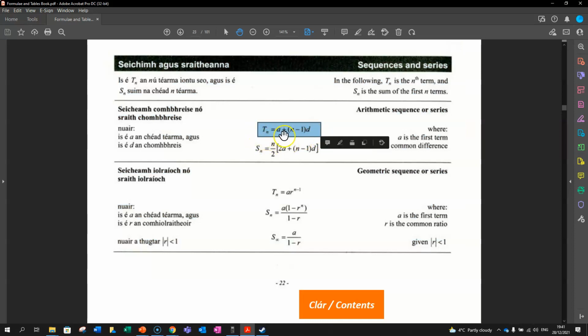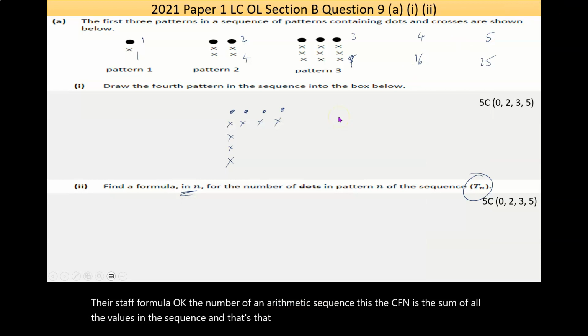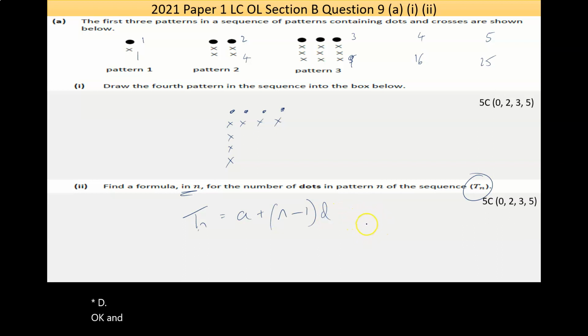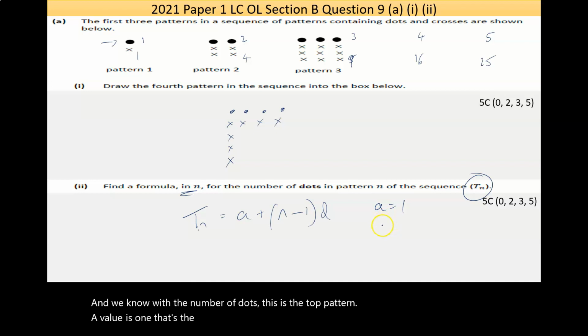The nth term of an arithmetic sequence. Now, S of n is the sum of all the values in a sequence. And that's that. So that formula was Tn is equal to a plus n minus 1 times d. And we know with the number of dots, this is the top pattern, the a value is 1, that's the first value. The difference goes up by 1 each time.